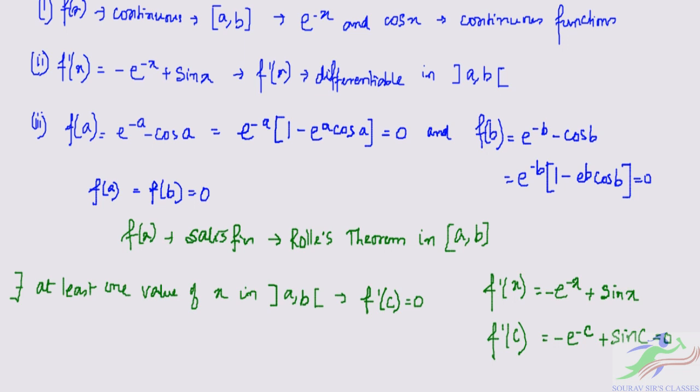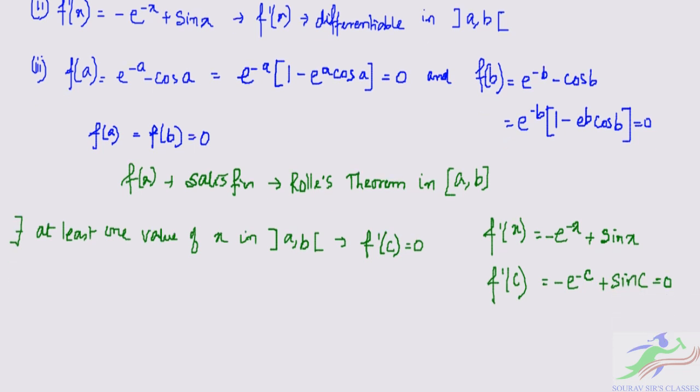So from this equation we can write minus e to the power minus c plus sin c equal to 0. From here we can write minus 1 plus e to the power c sin c.